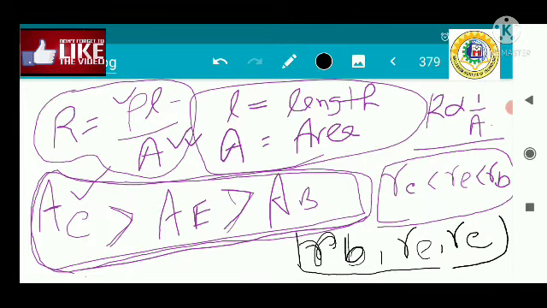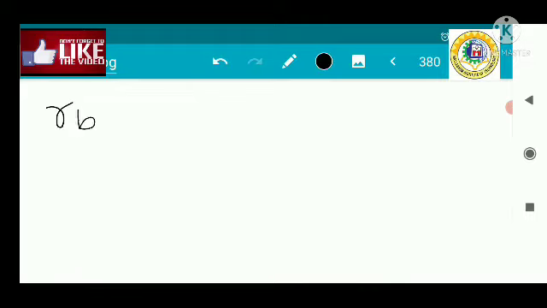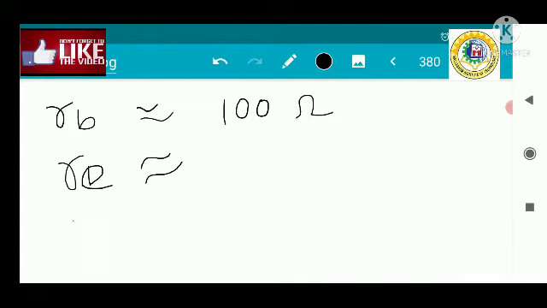If you want to get the value of these resistances, I am writing the approximate value. This is the formula of the resistances, and the most probable numerical value is that Rb is approximately 100 ohm, and Re and Rc are approximately in the range of this.